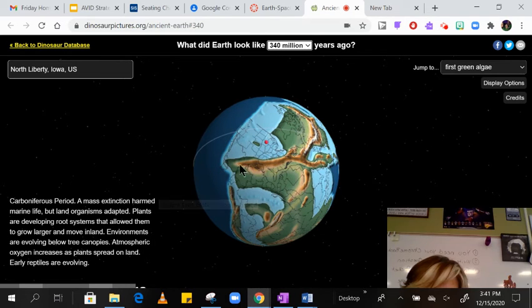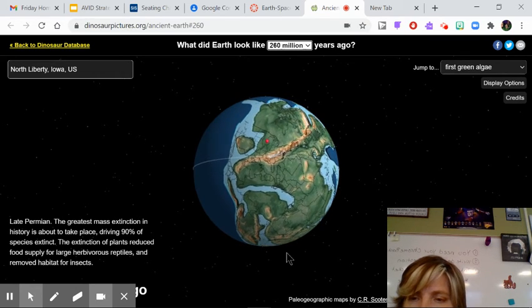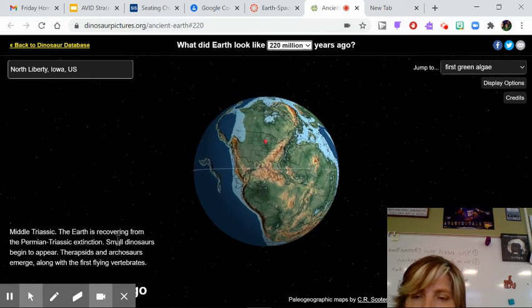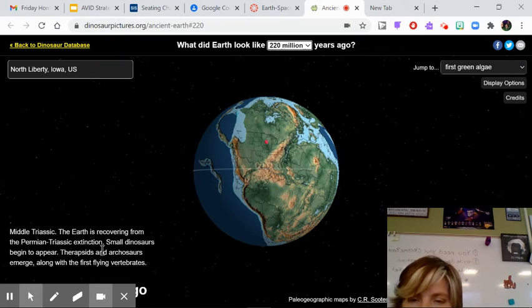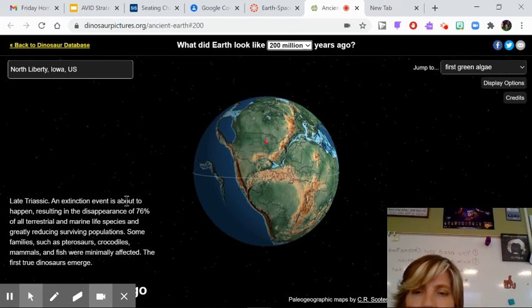All right, now let's go look at 260. Late Permian, great, okay, we did that one. Let's go look at 220. Middle Triassic, the Earth is recovering from the Permian Triassic extinction. Small dinosaurs begin to appear. Therapsids, archosaurs, we don't care. 200 million years ago, late Triassic, another extinction event is about to happen, resulting in the disappearance of 76% of all terrestrial and marine life species. Okay, greatly reducing surviving populations.